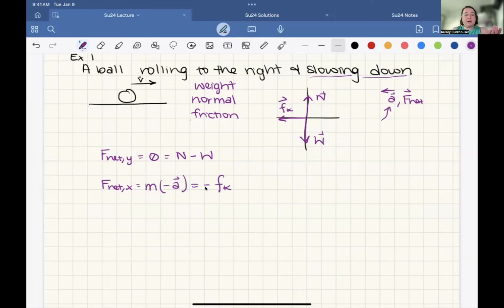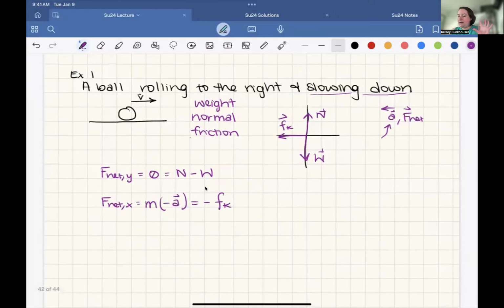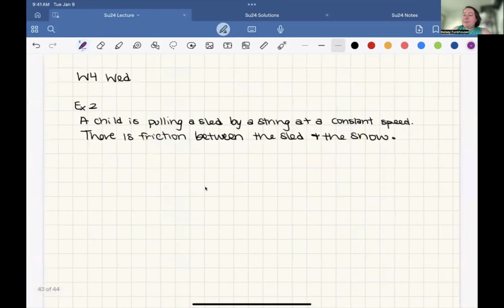Okay, so that is our force equations for this example. We would need more information to do anything else. Plus, we haven't even talked about how to find friction yet. So this is a good ending point for this example. Next example is the one from the Monday post lecture again.